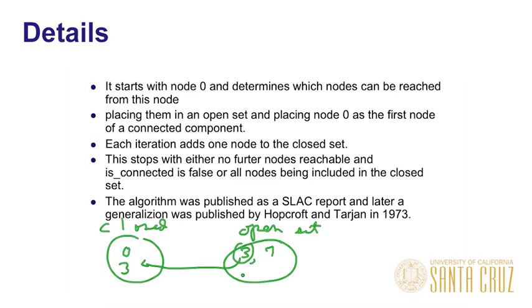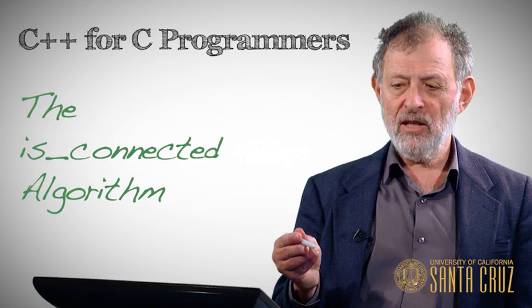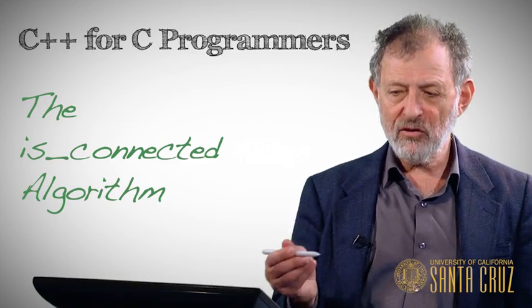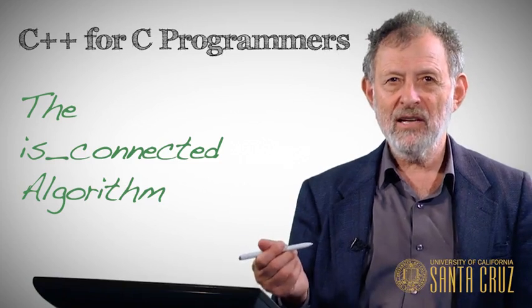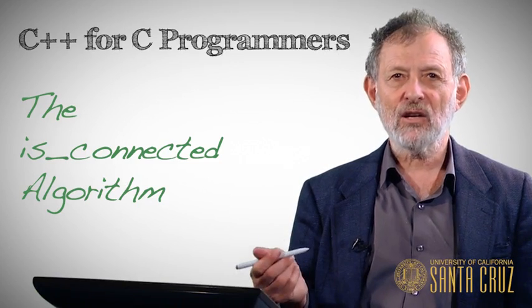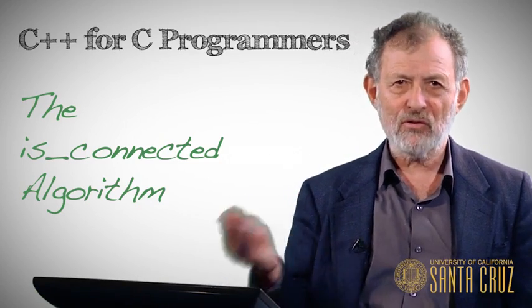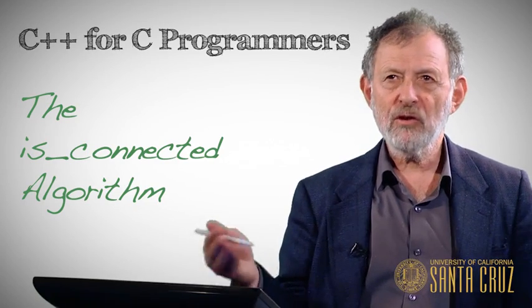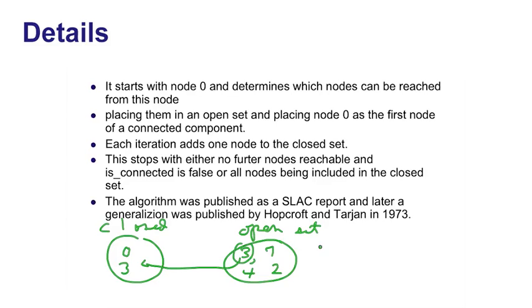And maybe I could go to node 4 and node 2. And they would become new entries in the open set. So the open set would contain nodes that can be reached from what was put in the closed set, with the proviso that I don't need to go back to something in the closed set. If there's another way to get back to San Francisco, that's not of interest. So the open set will only have nodes that are not in the closed set.